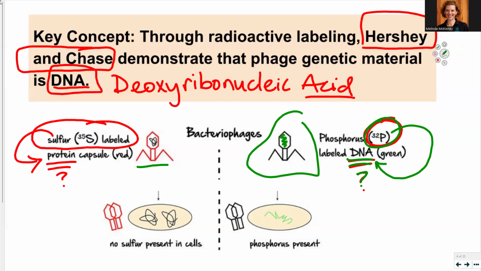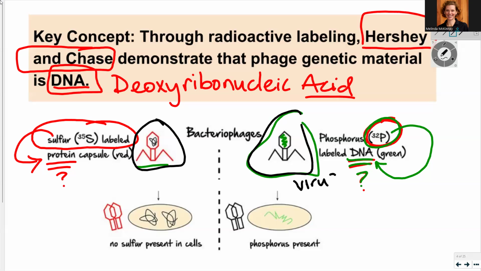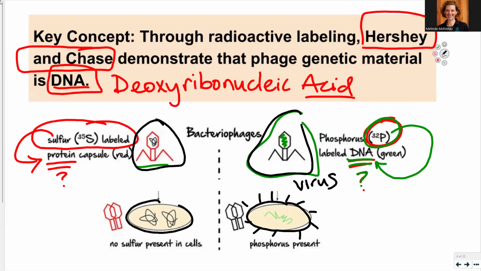They infect E. coli. So the virus, this little moon lander-like diagram here, this is the virus. So the virus infects a little poor bacteria, E. coli. So here's our E. coli, and it is allowed to replicate and is passed down from organism to the next. And they find that when they isolate the bacteria later, in fact there's no sulfur present, okay, but there is phosphorus.